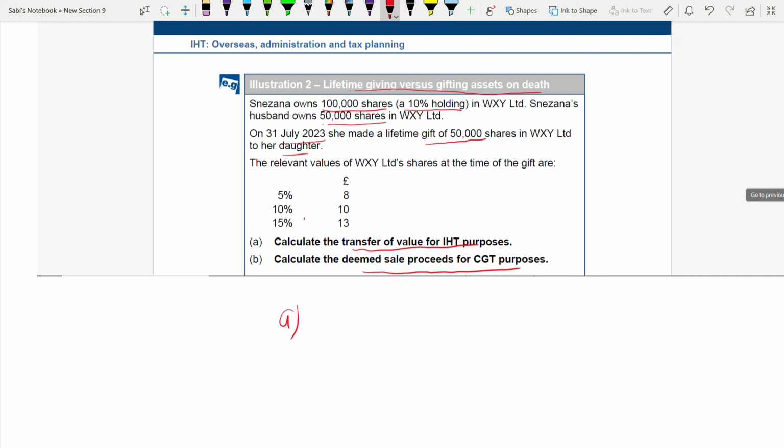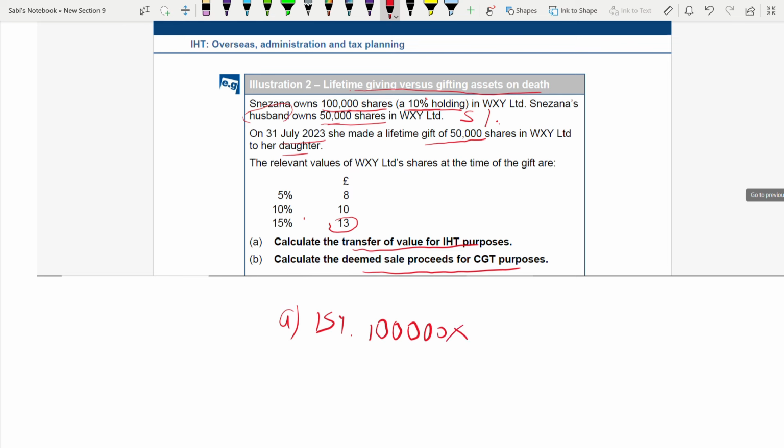So remember, for IHT, related property applies. So the husband's part will be related. The wife owns 100,000 shares, that means a 10% holding. The husband owns half of it. Half of 100 is 50, so half of a 10% holding will be a 5% holding. So 10 and 5, a 15% holding before the gift. A 15% holding means the price is 13. You only have to take the 100,000 shares, because it's related.